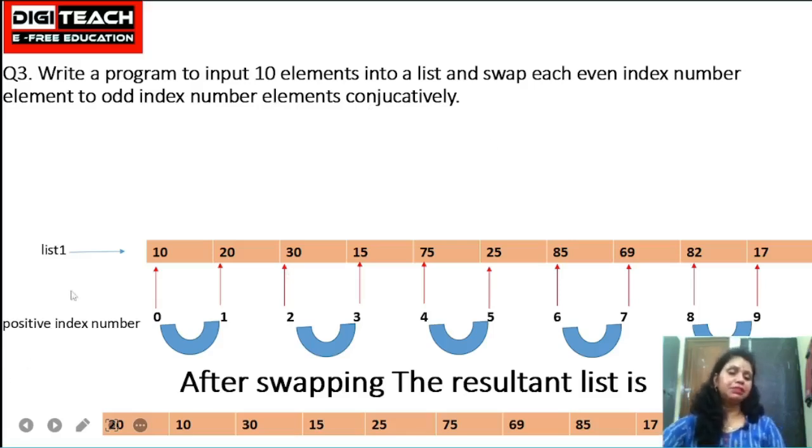Suppose you see this list L1 containing 10 elements: 10, 20, 30, 15, 75, 25, 85, 69, 82 and 17. Here at index number 0, 10 is there, and at index number 1, 20 is there. So 0 is the even index number, and 1 is the odd index number. Similarly, at the next index number 2, 30 is there, and at index number 3, 15 is there. So what the question will ask you is to swap these two values.